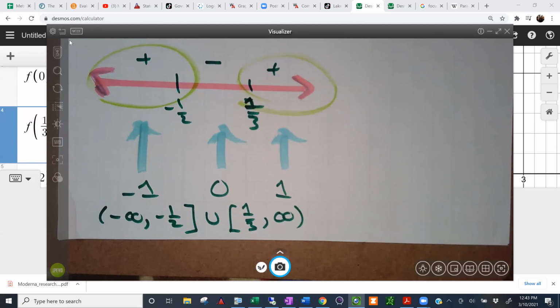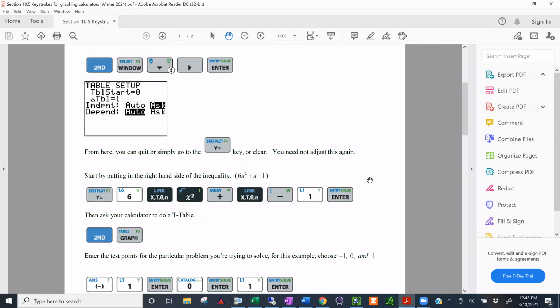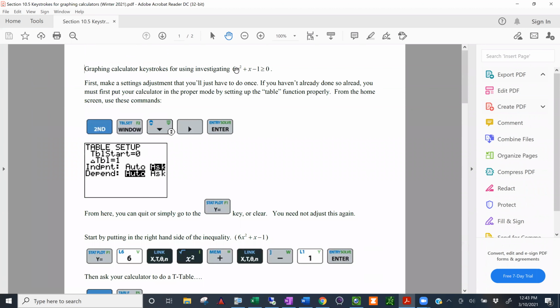So I'll put a file in the chat that shows you exactly what to do, and I'll go over it here real quick. It works on the same example we just did: 6x squared plus x minus 1. The first thing you have to do with your graphing calculator is adjust the window setup. So here are the exact keystrokes you need to enter. That 2 here means you have to hit the down arrow twice. And what you're going to do is set the independent variable to ask and keep the dependent variable set at auto.